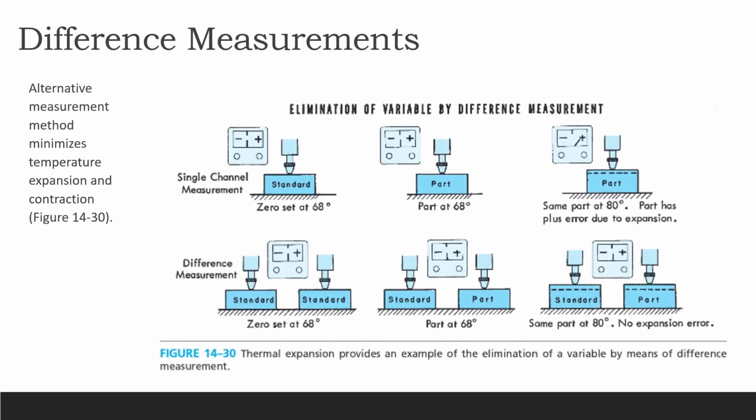This alternative measurement method minimizes temperature expansion and contraction. We're always looking for how to eliminate the temperature error, and this is one way we can do it: the elimination of a variable, your temperature, by using difference measurement. The thermal expansion provides an example of elimination of a variable by means of difference measurement. So don't take everything for granted.